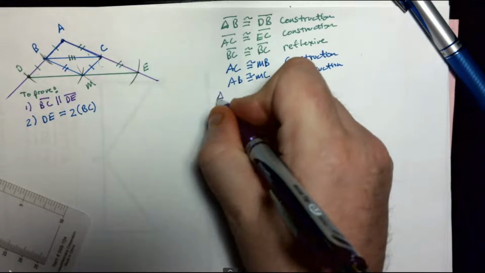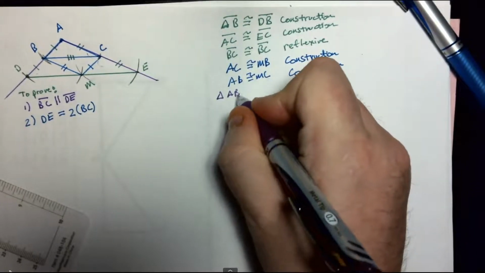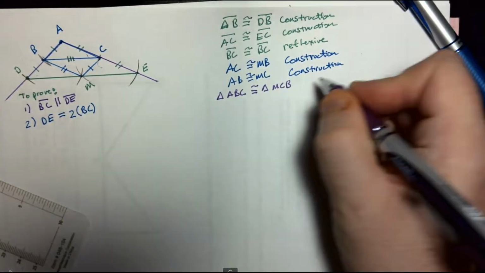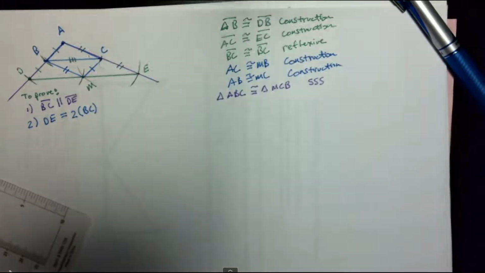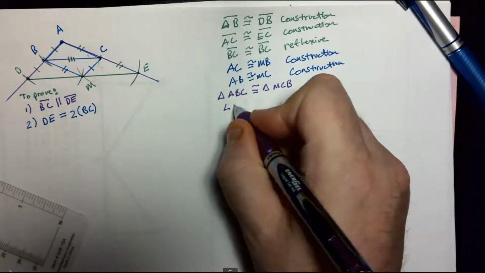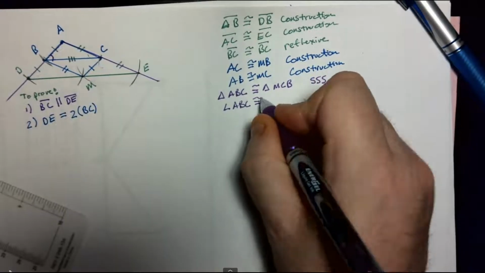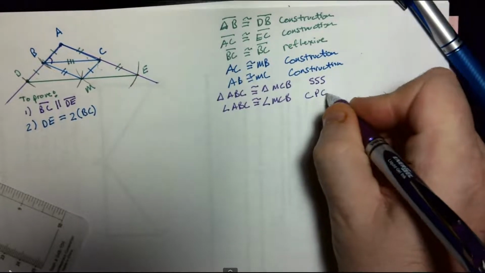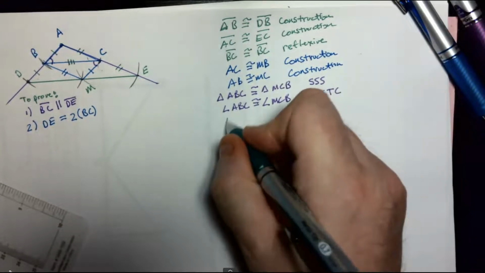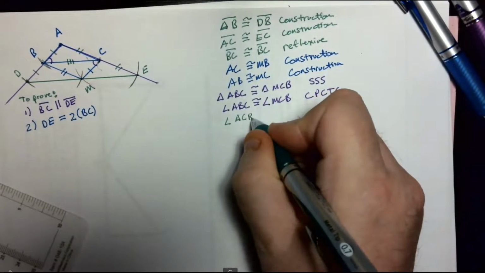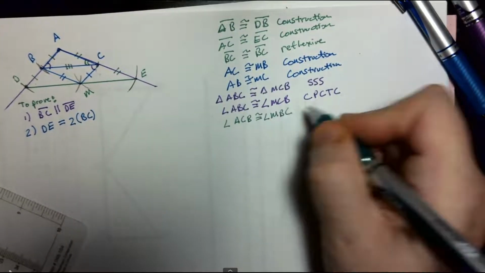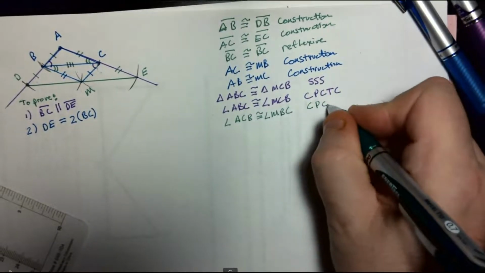Now, triangle ABC is congruent to triangle MCB by side-side-side congruence. And this means that angle ABC is congruent to angle MCB because corresponding parts of congruent triangles are congruent. Further, we have that angle ACB is congruent to angle MBC, again because corresponding parts of congruent triangles are congruent.